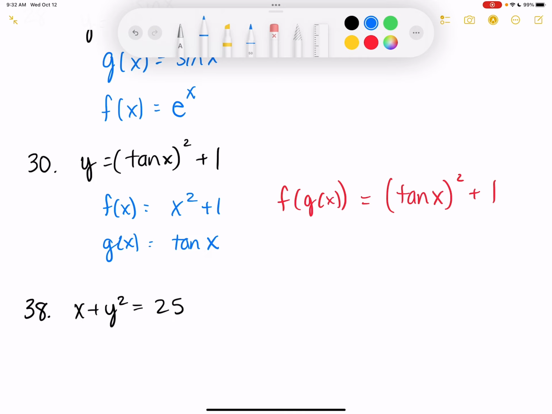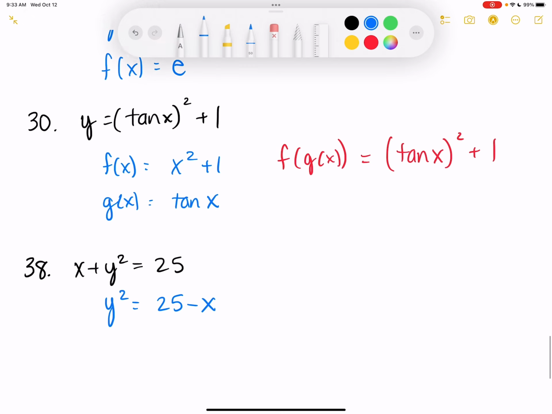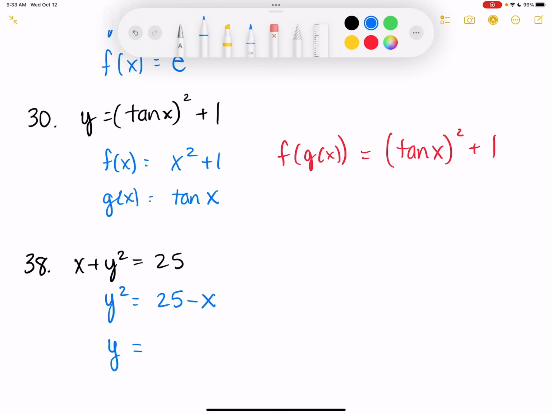Move x over. Okay, so y squared equals 25 minus x. So what does y equal? Y equals square root of 25 minus x. Is that the whole answer? Plus or minus. Two equations. No, I'm saying that is your two. The positive and the negative one are your two.